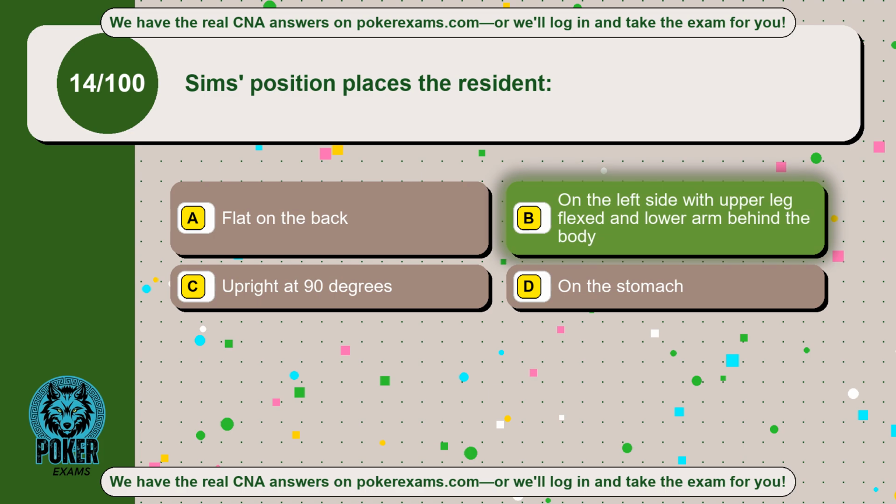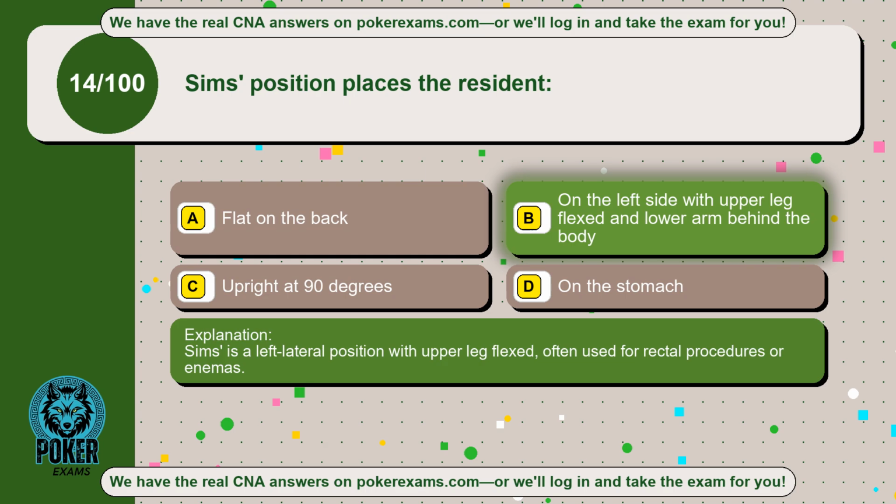The correct answer is option B, on the left side with upper leg flexed and lower arm behind the body. Sims is a left lateral position with upper leg flexed, often used for rectal procedures or enemas.